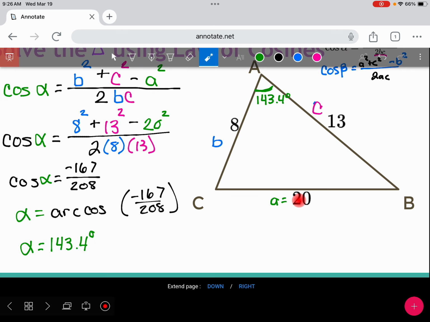So you can use law of sines because we have a pair now. So we could get gamma, we could get beta.